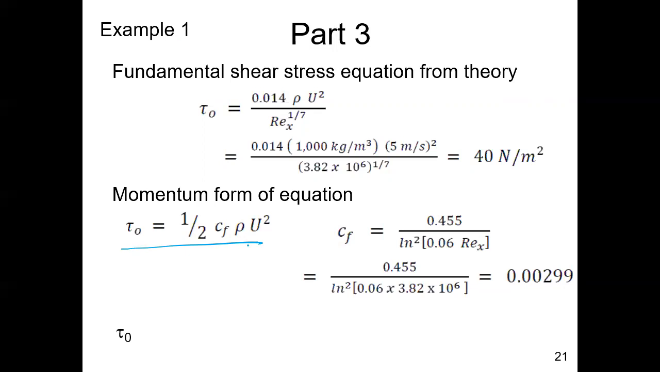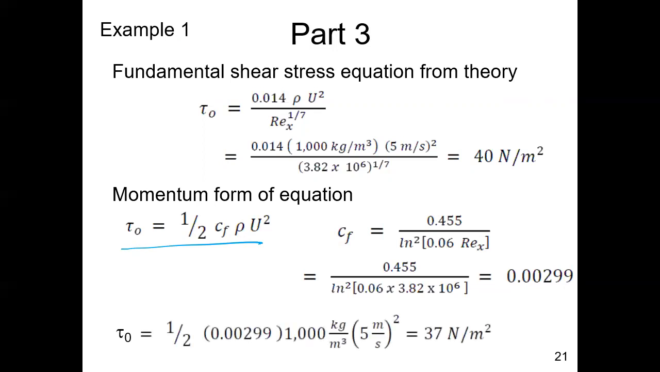So we know the shear stress coefficient now at this location. We know the density of water, and U is again the velocity of the plate, or in the relativistic sense, the velocity of the fluid moving over the stationary plate. So when we substitute everything in there, we get 37 Newton per meter squared, which is close. It's not exactly the same, but again, that's the penalty you get when you move between theory and empirical data.